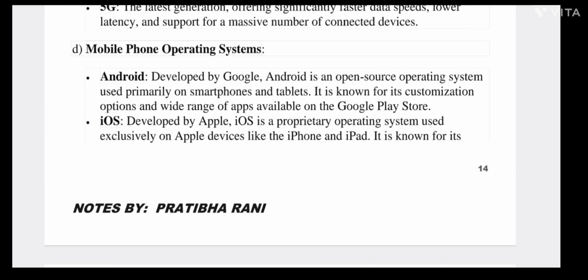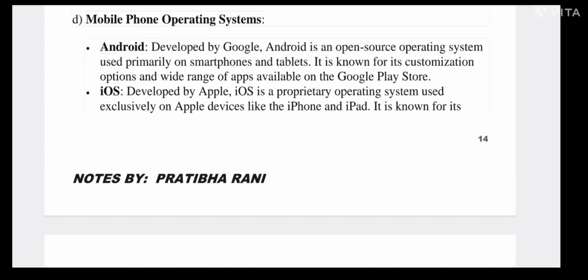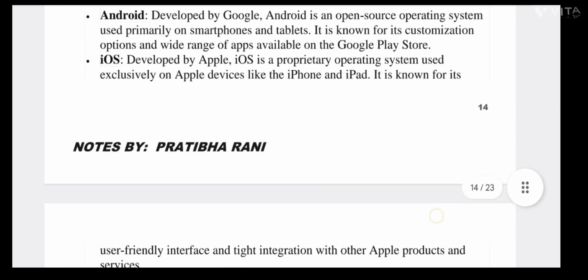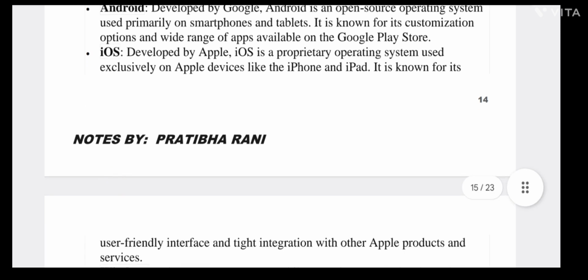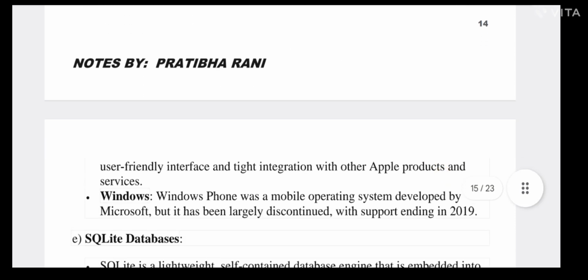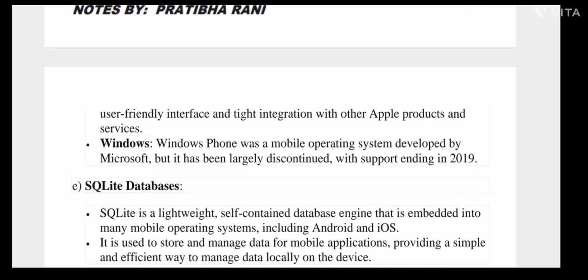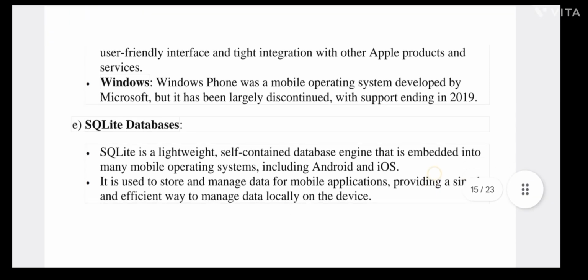Then mobile operating systems. We have three kinds of mobile operating systems: Android, iOS, and Windows. Android is basically developed by Google, and it is an open source operating system used on smartphones and tablets. Then iOS is developed by Apple, and it is a proprietary operating system which runs on iPads and iPhones. Windows Phone is the mobile operating system developed by Microsoft, but it was stopped in 2019.